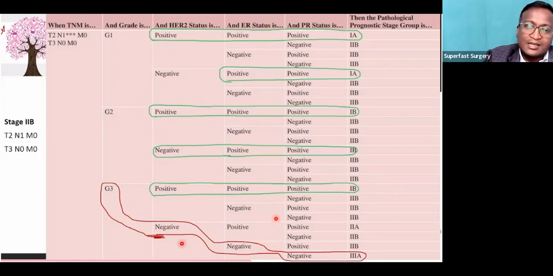What they will ask is what are the parameters that are included for pathological prognostic stage. So you have to remember grade, ER/PR, HER2, the new receptor markers. All these four parameters are included.